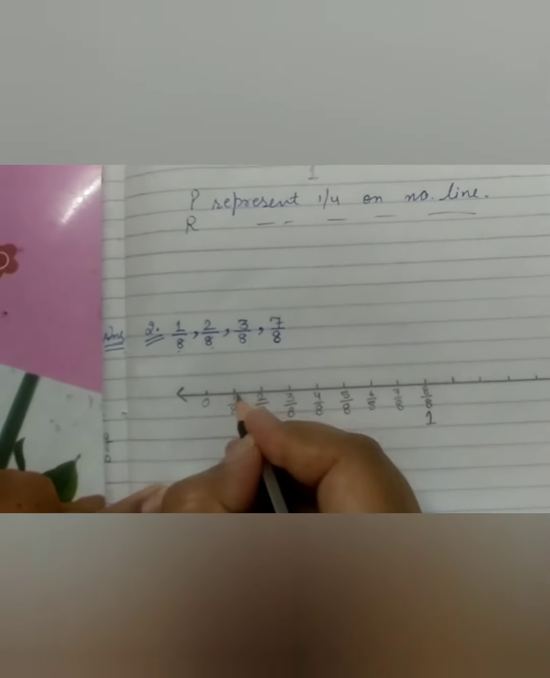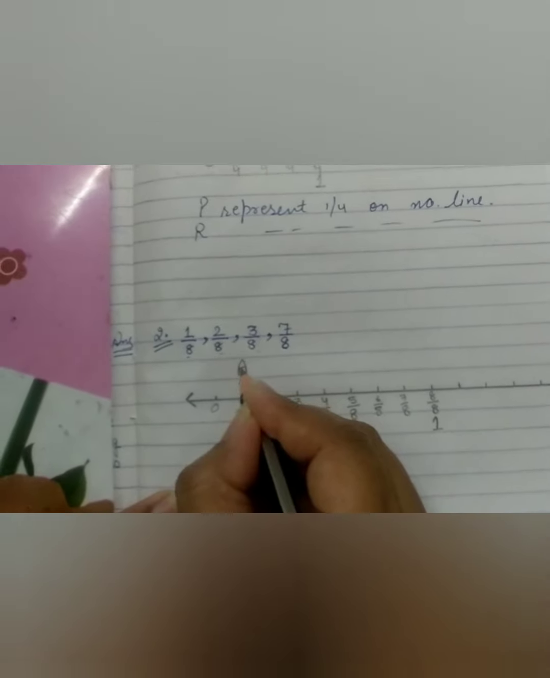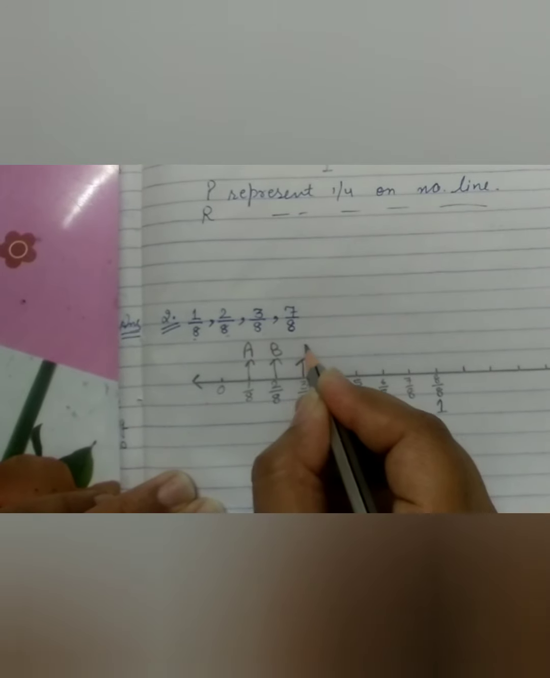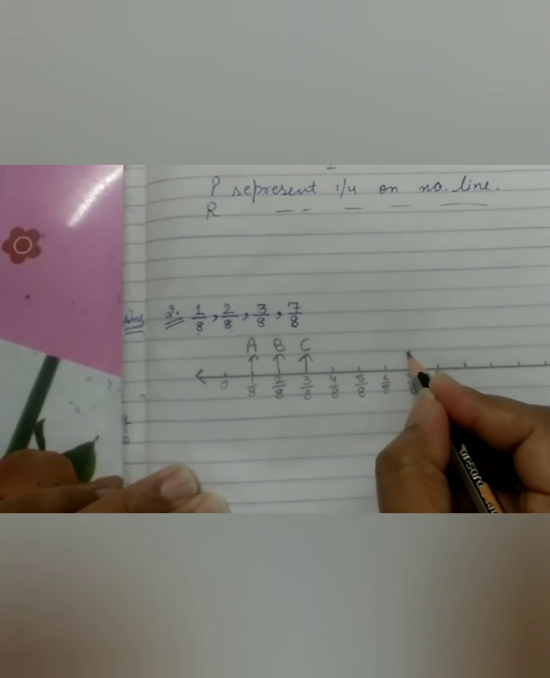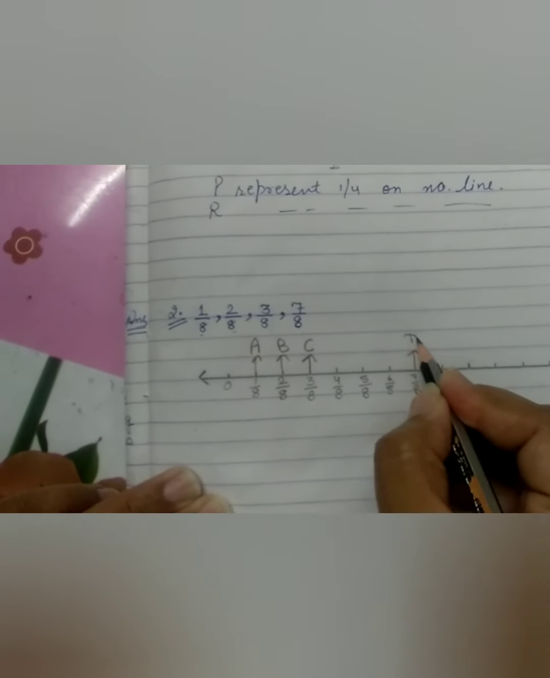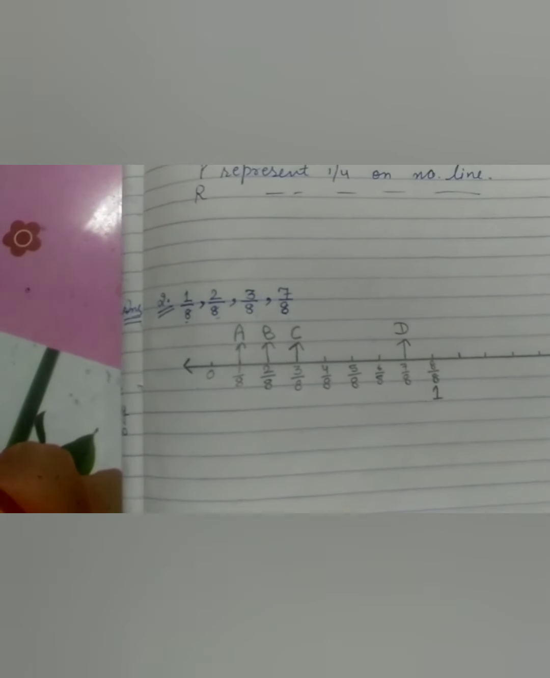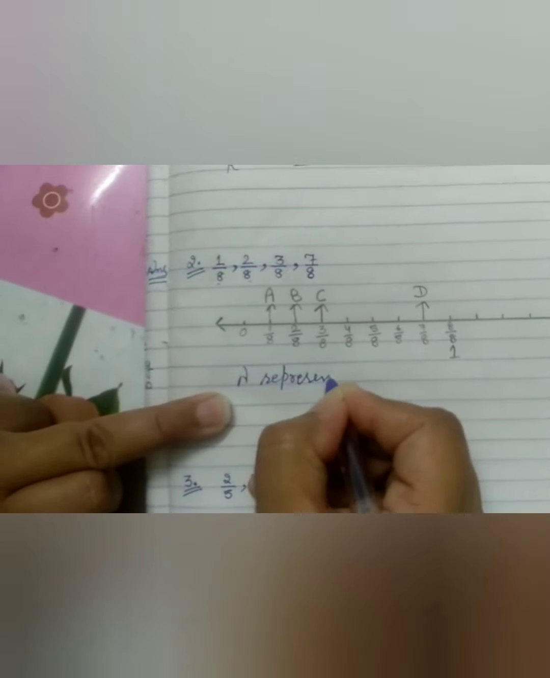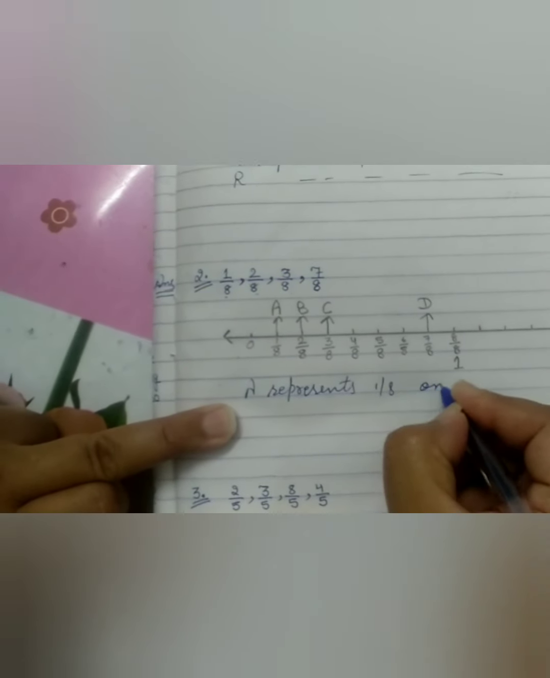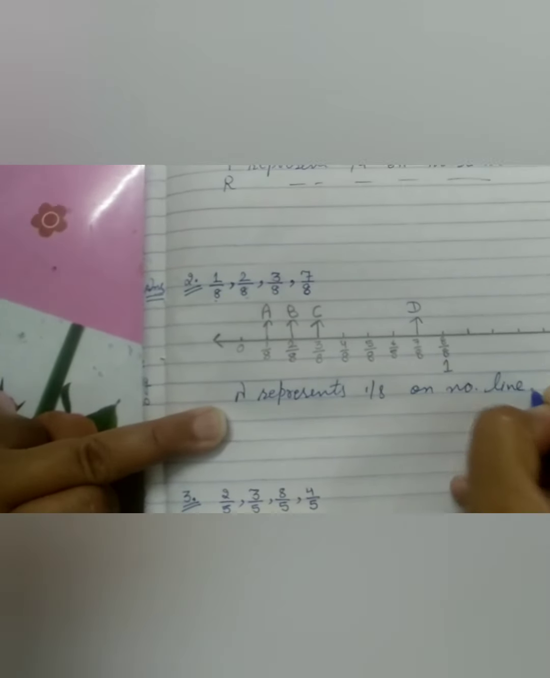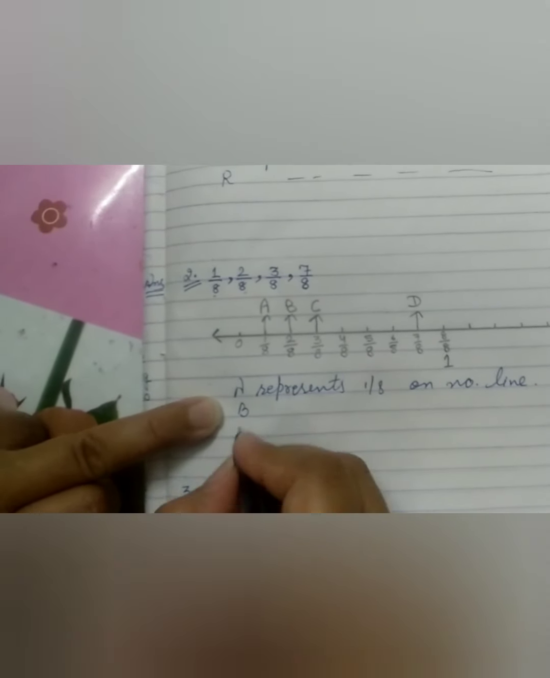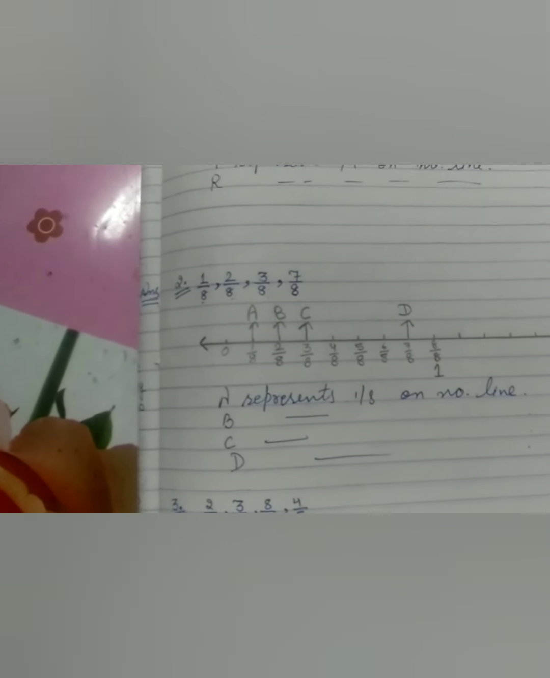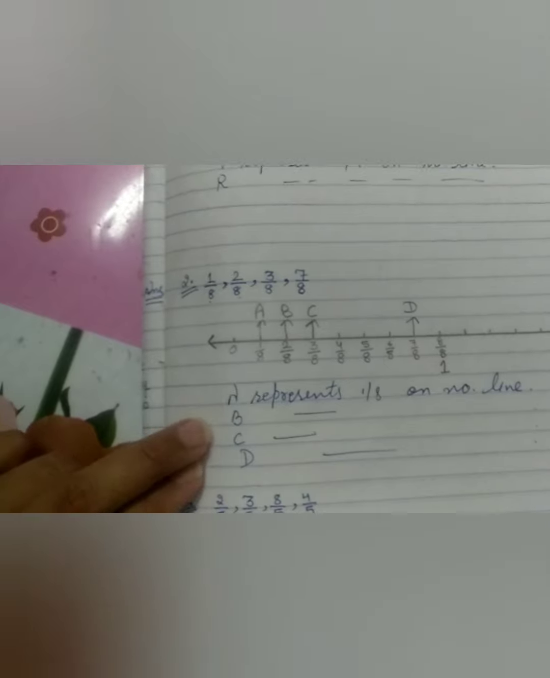So here we need 1 by 8. So you can give it a name A. 2 by 8 you can give it a name B. 3 by 8 you can give it a name C. And next we need 7 by 8. So you can mark it as D. And then again you can write down your answer as A represents 1 by 8 on the number line. And similarly you can write down what B represents, what C represents and what D represents on the number line. Right? Let's take one more example.